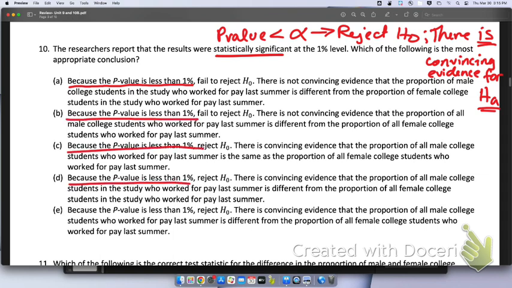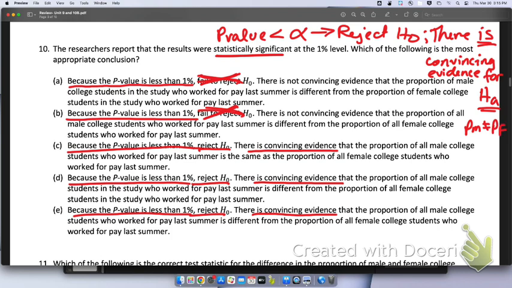Okay, it looks like all those are going to be the same. We rejected the null hypothesis, so we can take those off. Reject the null. And when we rejected the null, there is convincing evidence. Now, there is convincing evidence of the alternative hypothesis, and that is the proportion of males does not equal the proportion for females.